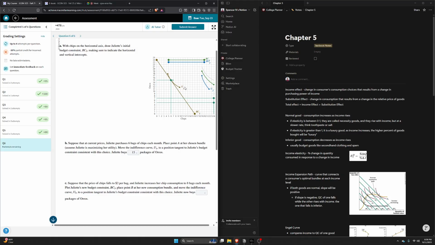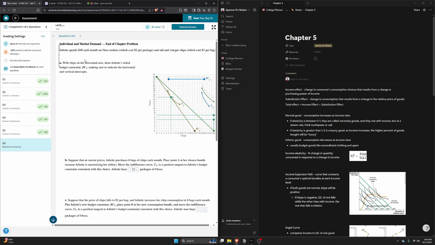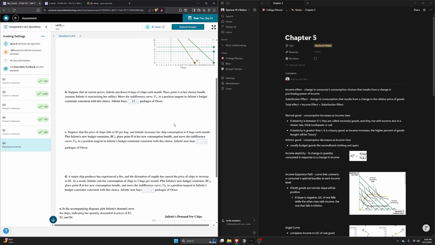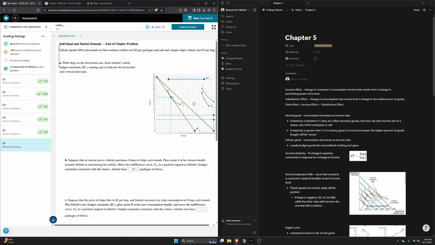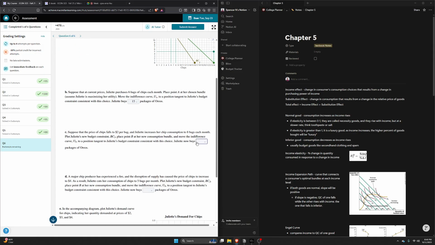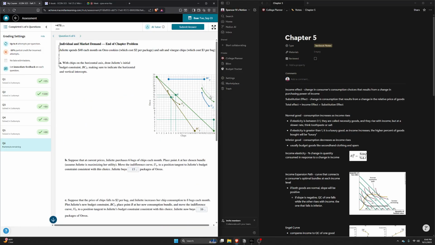New price of chips is $2 a bag, so she can buy the same amount of Oreos, but she can now buy 24 packs of chips. She's got $48, $2 a bag. You can buy 40 or 24 of them. And she increases her chip consumption to 8 bags a month. So we're going to take B here, and we're going to go 8 per month, and she'll be buying 16 packs of Oreos. We also need to put the utility curve there.